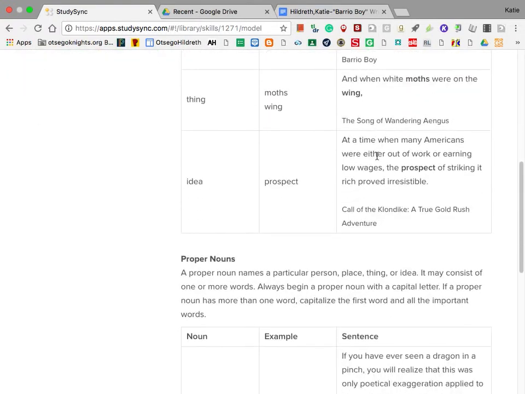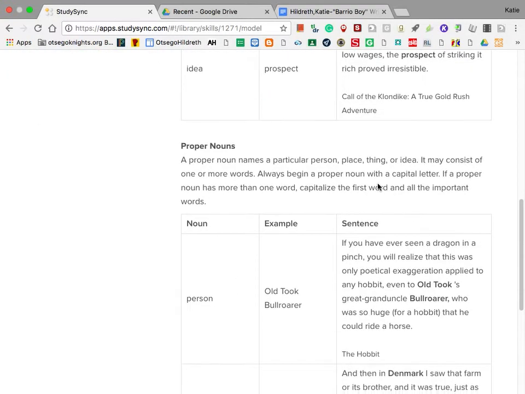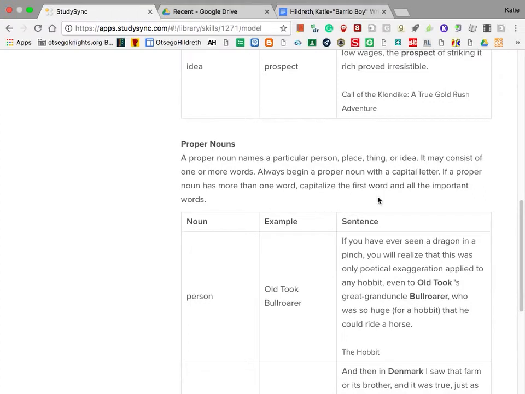All right, when you finish that, now we're going to go on to proper nouns. Okay, so common nouns are a general person, place, or thing. We don't capitalize them. Now, a proper noun names a particular person, place, thing, or idea. It may consist of one or more words. It always begins with a capital letter. If a proper noun has more than one word, capitalize the first word and all the important words.